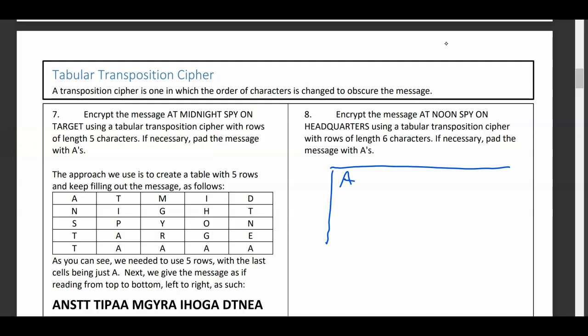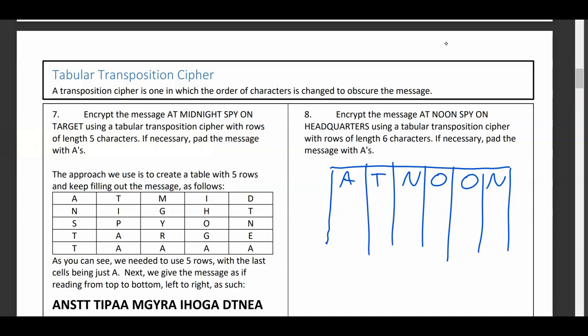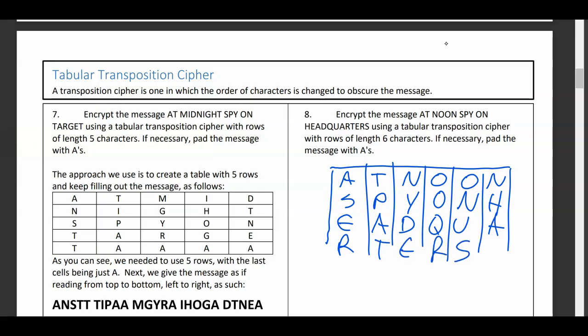So it would be 1, 2, 3, 4, 5, 6. These are the columns, 6 across. And it'll go 4 down. At noon, spy on headquarters, and pad the message with A's at the end.